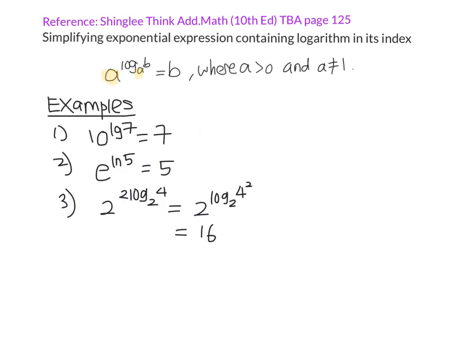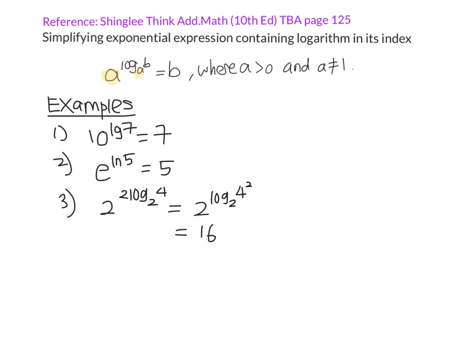Here are some examples. In example 1, the base of the exponential is 10, which is the same as the base of the common logarithm in the index. So this exponential expression can be simplified to just 7. In example 2, the base of the exponential is e, which is the same as the base of the natural logarithm in the index. So this exponential expression can be simplified to just 5.